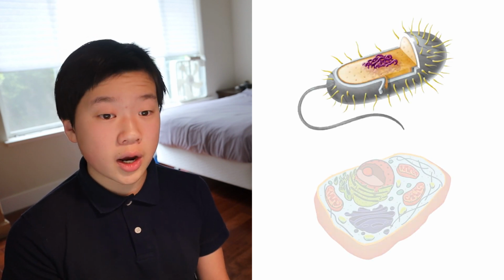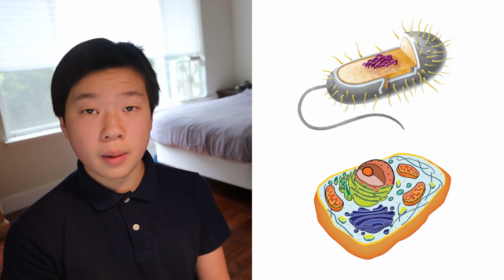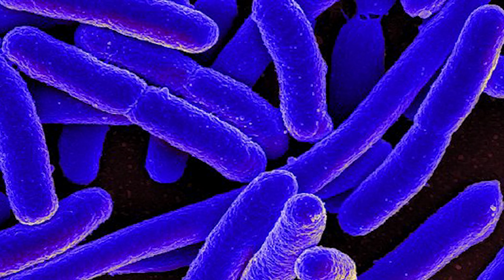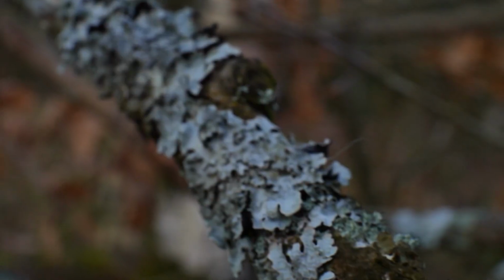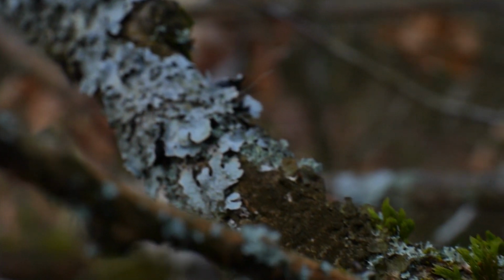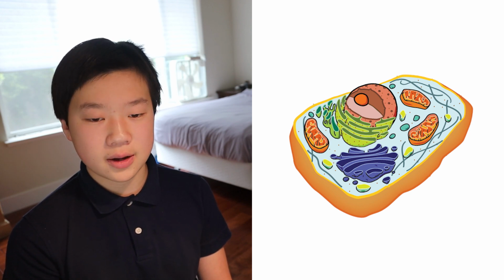Cells are the basic units of every living organism. They can be divided into two types, prokaryotic and eukaryotic cells. Usually, bacteria and archaea consist of prokaryotic cells, while animals, plants, fungi, and protists are made up of eukaryotic cells. Today, we'll explore the structure and function of the basic components of eukaryotic cells.